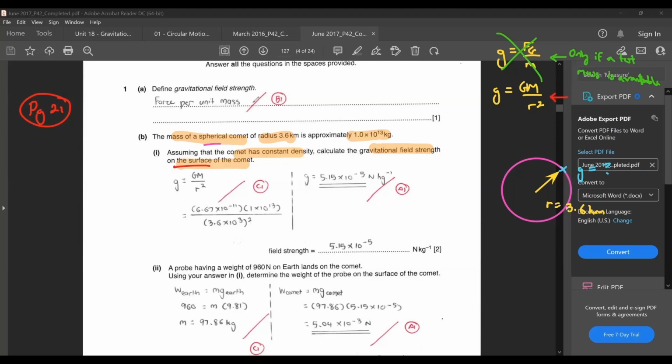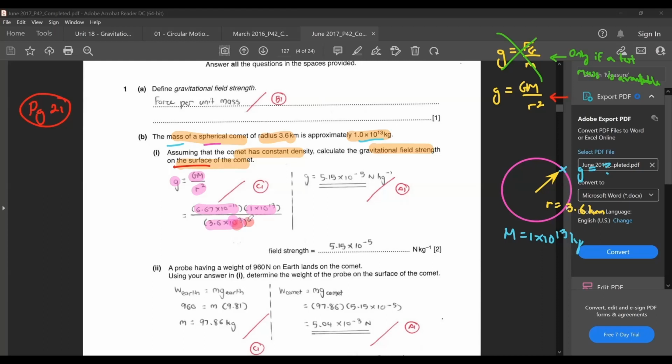Since you already know the mass and the distance to consider. They already told you your mass is 1 times 10 to the power 13 kg. Your distance is 3.6 kilometers. So you just use your values. g is GM over r squared. You get 6.67 times 10 to the power minus 11, times 1 times 10 to the power 13, divided by 3.6 kilometers. Remember to change back to meters and remember to square.